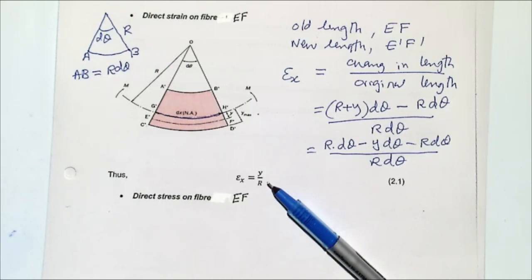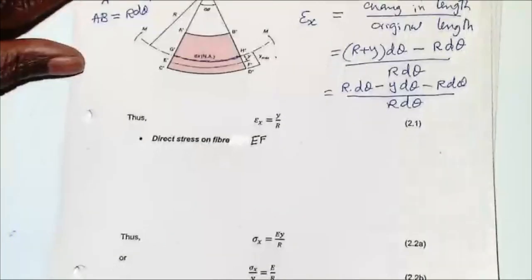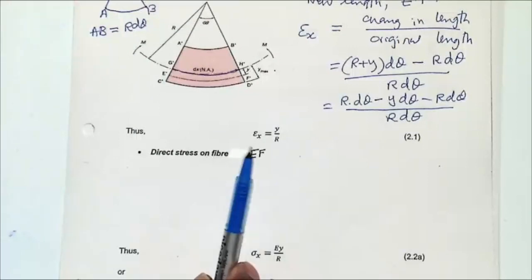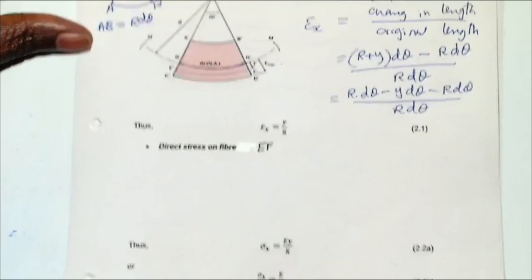So we have the strain in terms of the distance y, but it doesn't allow us to find the strain in terms of the bending moment, which is what we want, because what we know is the value of the bending moment. So we want to find the strain and the stress we will have in terms of the bending moment. The next stage is to do that.